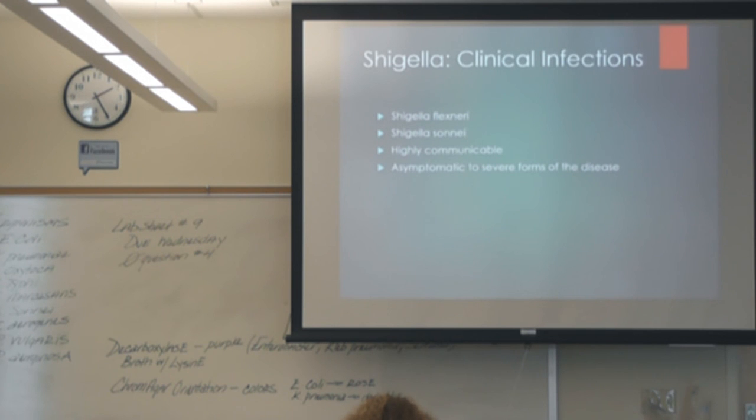Flexneri and Sonnei are the most pathogenic out of that family, okay? Both are going to be highly communicable. And again, with disease, they're all over the place, from being asymptomatic to having severe forms of the disease, okay? The other thing I wanted to mention, between the two of them, you use the ONPG test, and Sonnei would be positive. That's how you would tell the two apart if you couldn't any other way, all right? So positive for Sonnei.